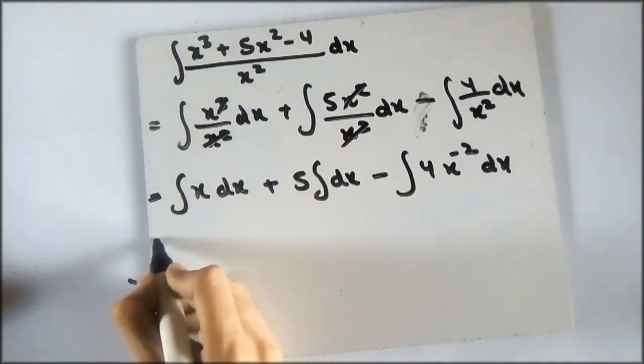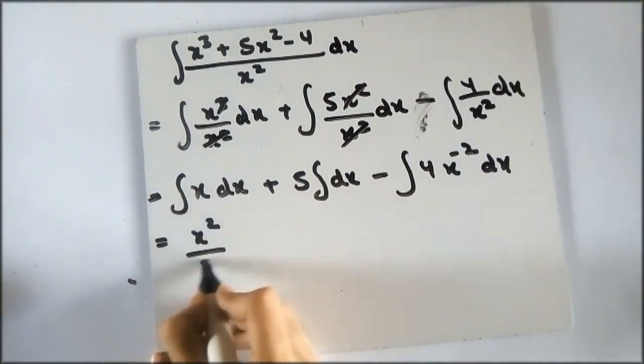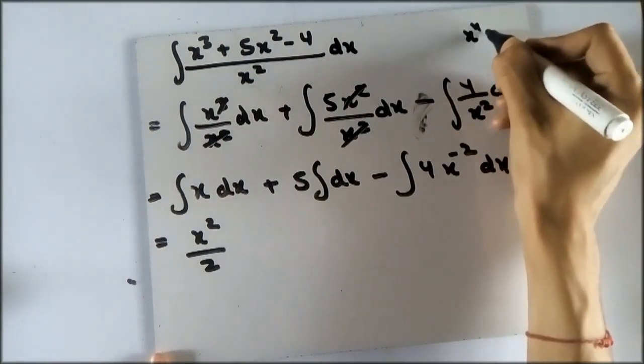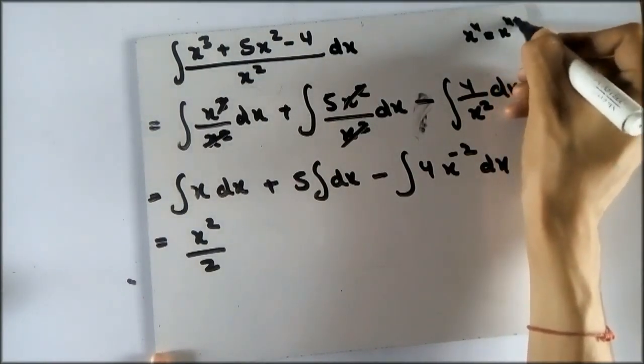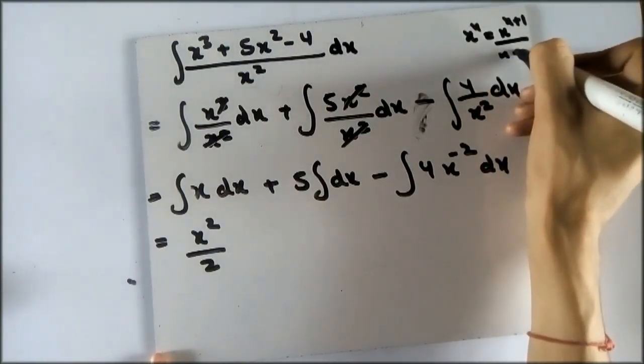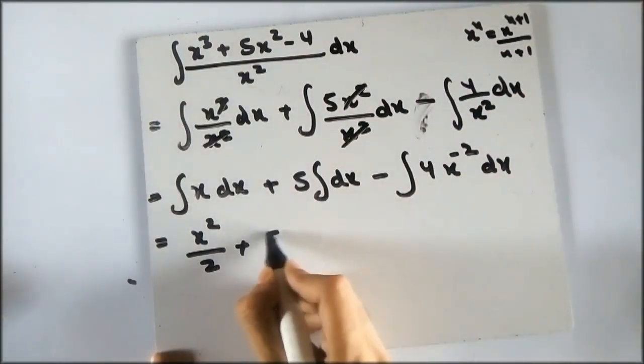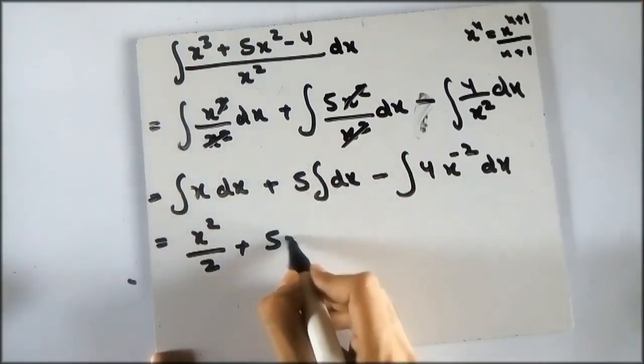Now integration of this one is x squared divided by 2, using the formula: integration of x raised to the power n is equal to x raised to the power n plus 1 divided by n plus 1. So this is like this, plus 5 dx. Integration of dx is x.